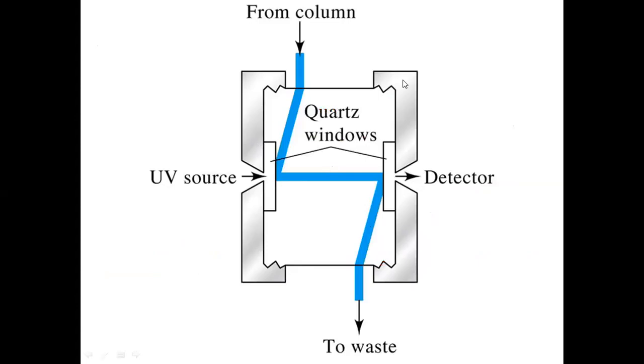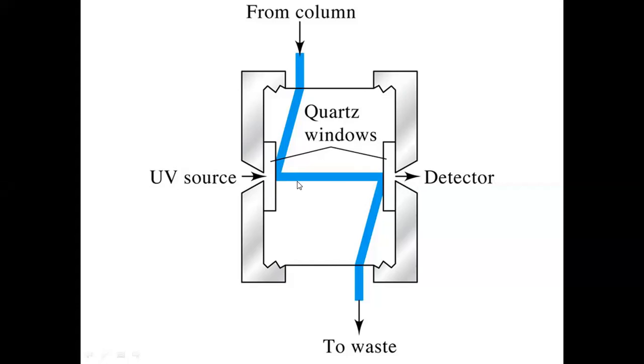This is a cell which has a path length of 0.3 to 0.321 centimeter. It is in Z shape, as I told you. From the column, the eluent is coming out. The effluent from the column will enter this flow cell, which is in Z shape, travel in this particular path, and exit after the detection is over. The UV source is placed at a 180-degree angle to this particular path in which the solute molecule is moving.